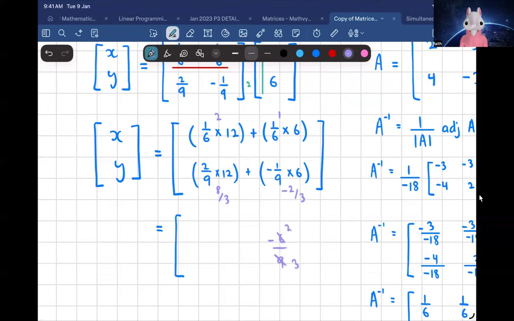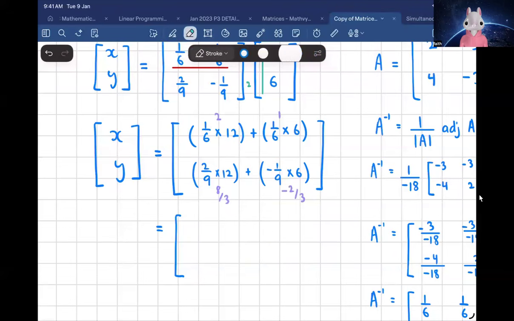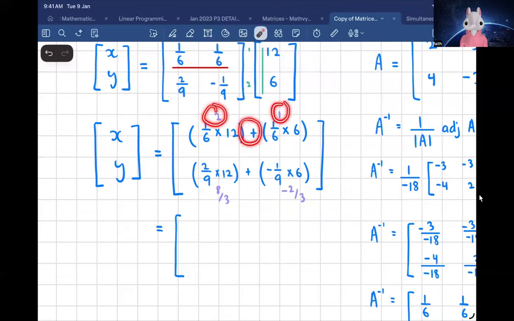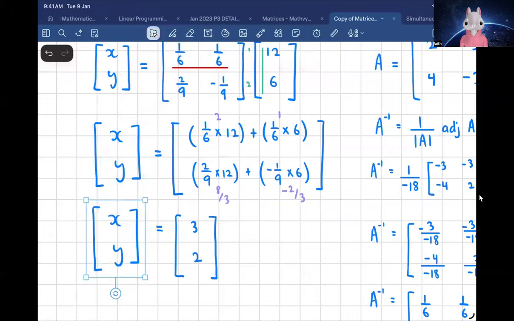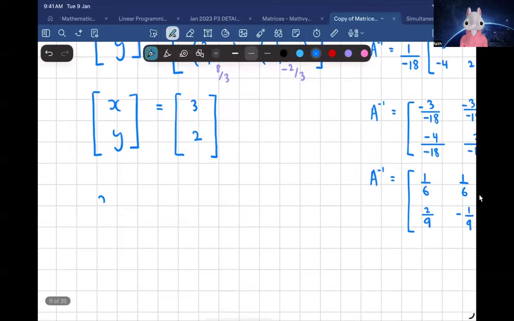Understand? Right. So on top, we have 2 plus 1. What's 2 plus 1? 3. And in the bottom, we have 8 over 3 minus 2 over 3. What is 8 over 3 minus 2 over 3, guys? 6 over 3. And what is 6 over 3? 2. So these are my answers. So x would be equal to 3, and y is 2.